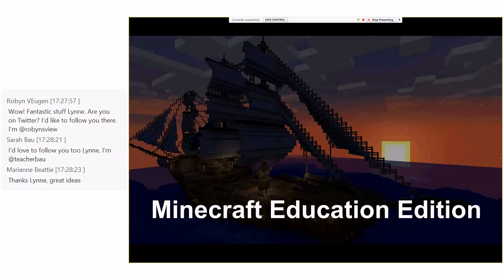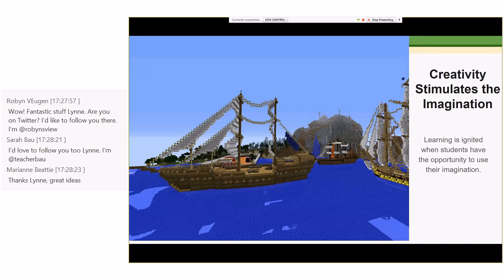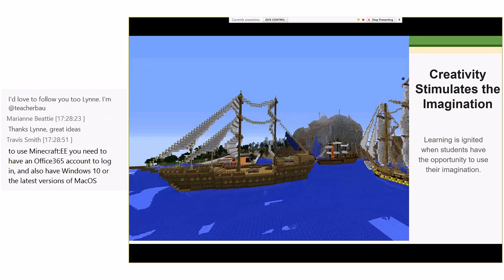My biggest thing for Minecraft is that it really does stimulate creativity, and it's a very student-centered approach to teaching and learning. Teachers who love Minecraft love it because it's student-centered. And when I've seen teachers, my role in the school is an IT support role.